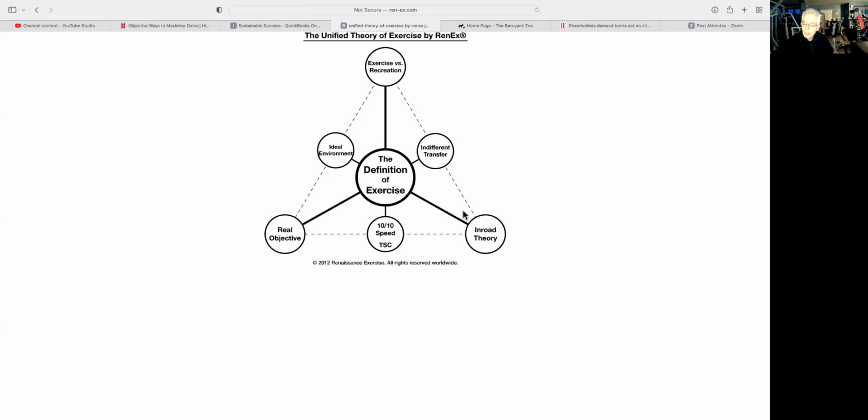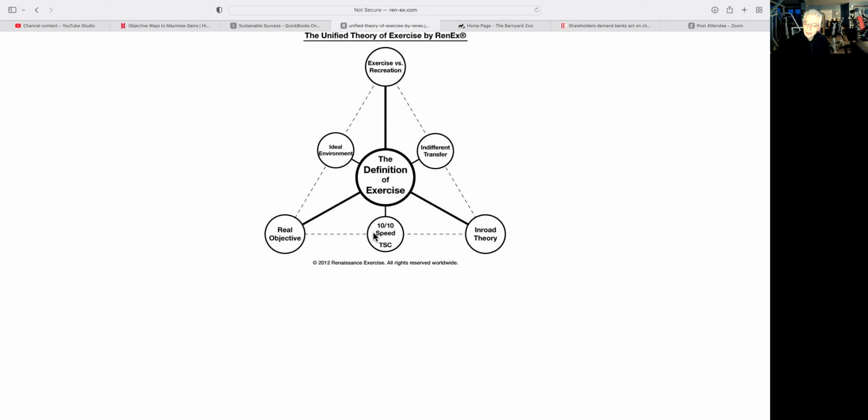Inroad theory, the idea of inroad theory very quickly, is the idea that you're going to work your muscles beyond a certain threshold of fatigue. In other words, inroading your starting level of strength in order to create a stimulus that will then cause adaptation.